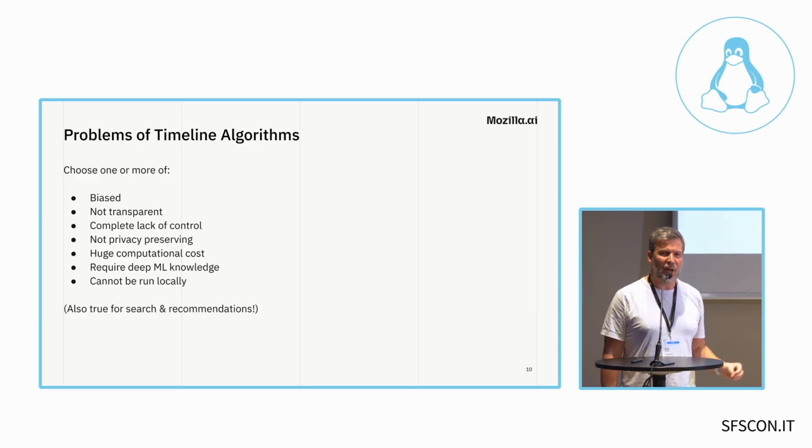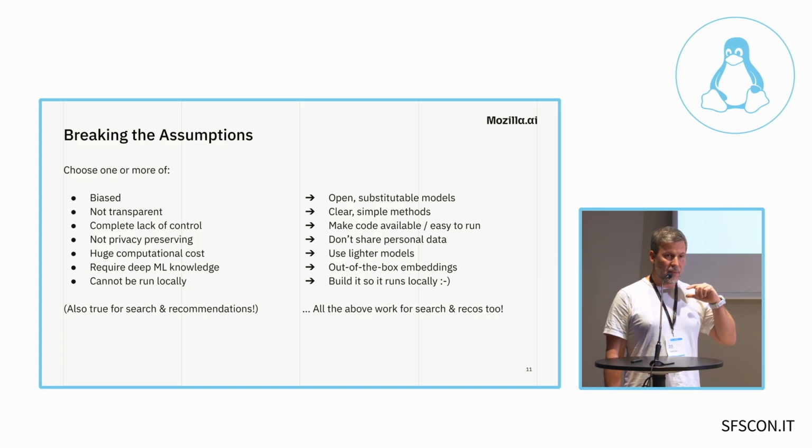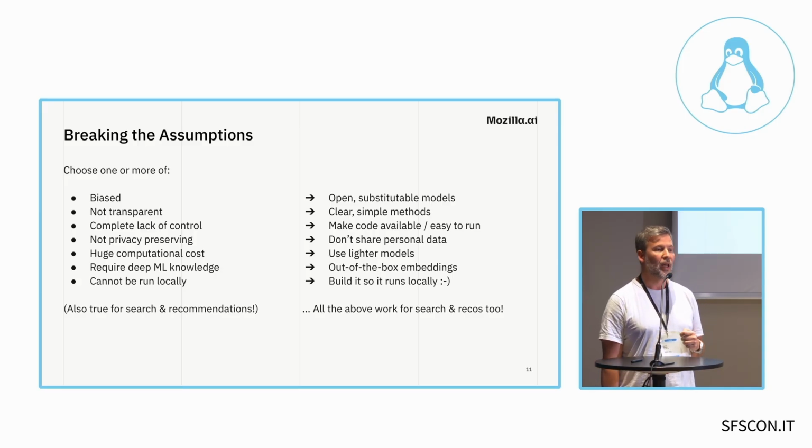They can be not transparent, not giving control to users. Most of them are definitely not privacy preserving. They have huge computational costs, at least people think so. They require deep machine learning knowledge, and they cannot be run locally. But I just decided to question this and deconstruct everything and say, isn't there a chance to do things differently and to have something that we really own and that doesn't have all these issues?